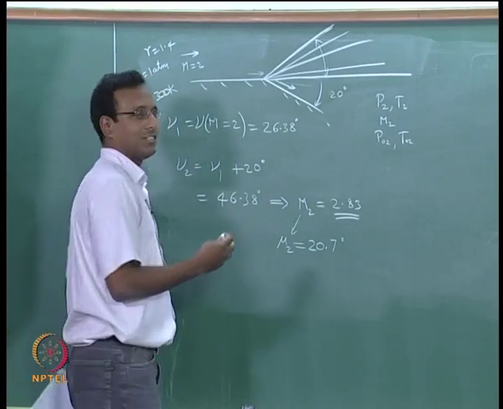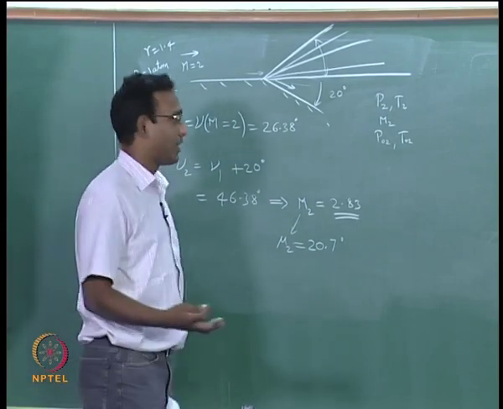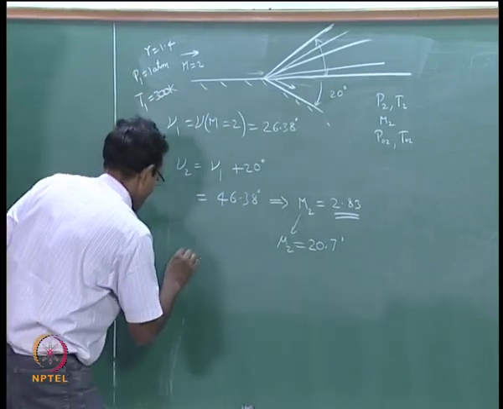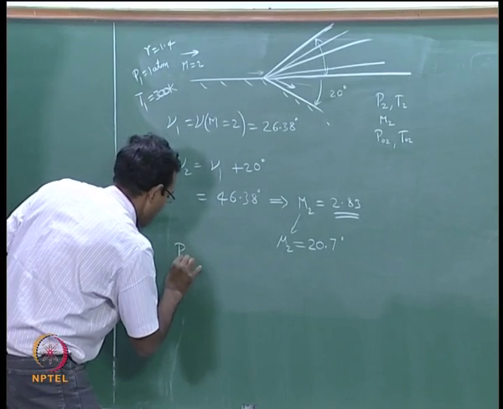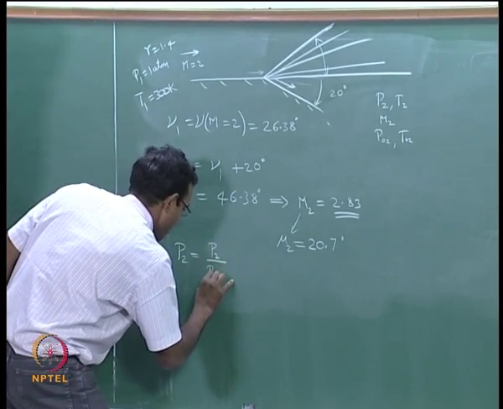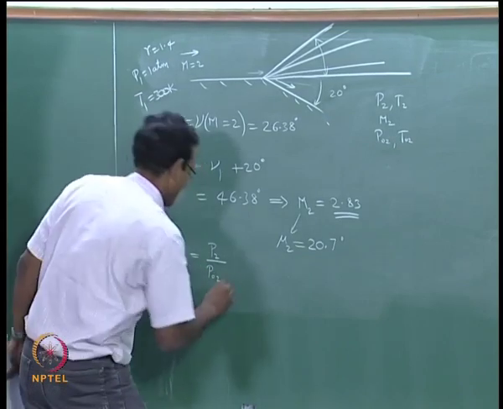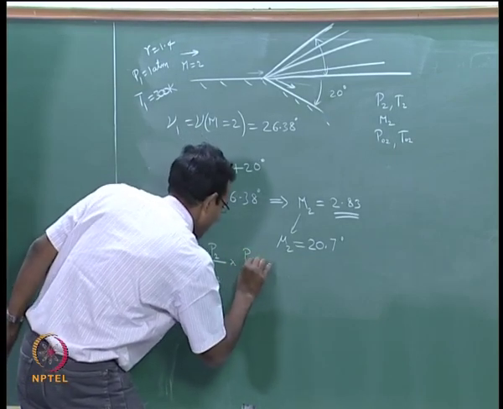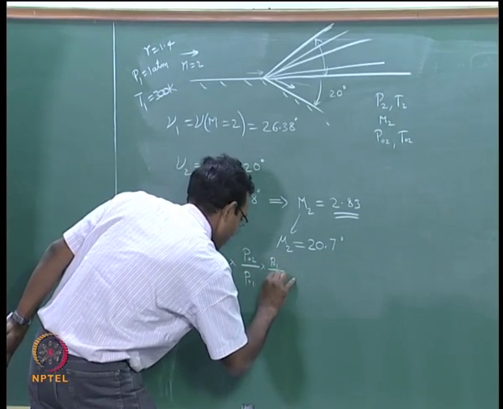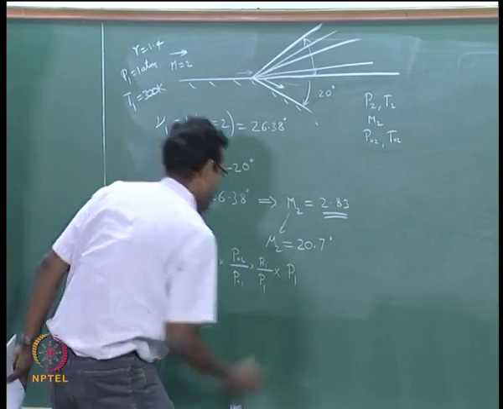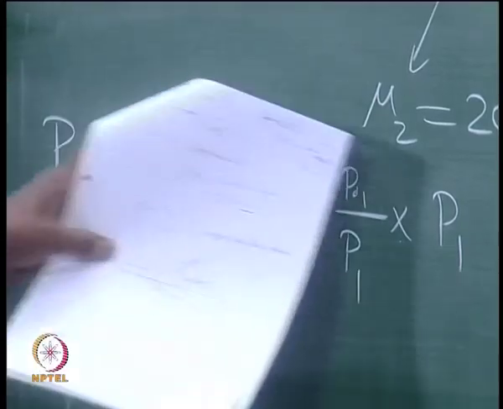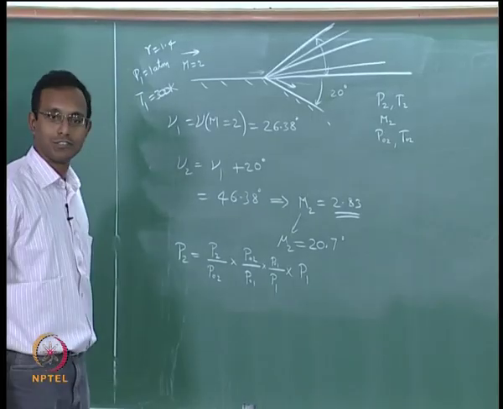Very simple, expansion is all isentropic. So, I know my P naught and T naught remain the same. So, I have to find P2 equal to, this is the gas dynamics way of writing stuff, so get used to this, P02 by P01 into P01 by P1 into P1. Okay. It is a nice way of writing, pressure equal to something pressure multiplied by a set of ratios.